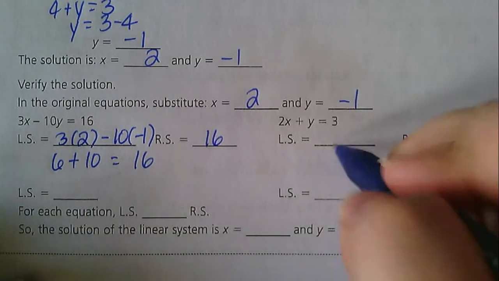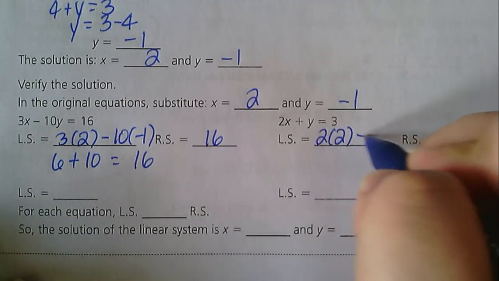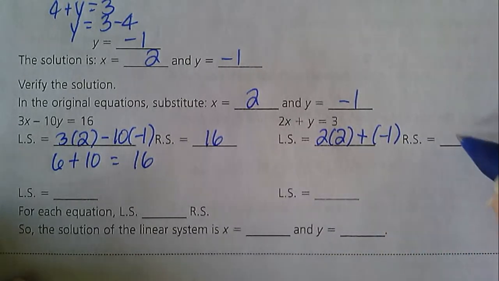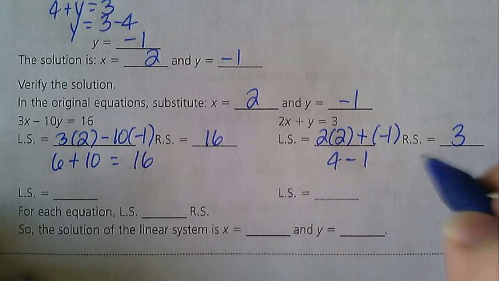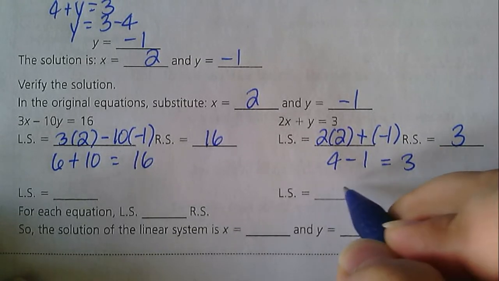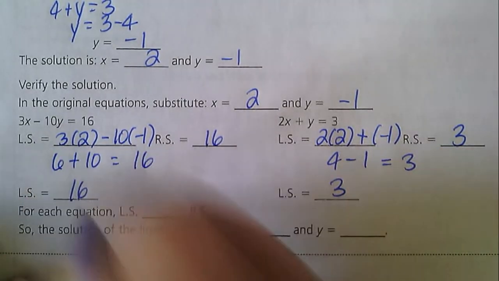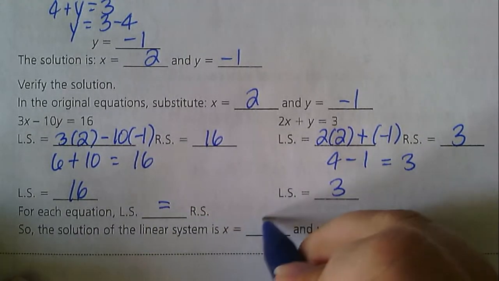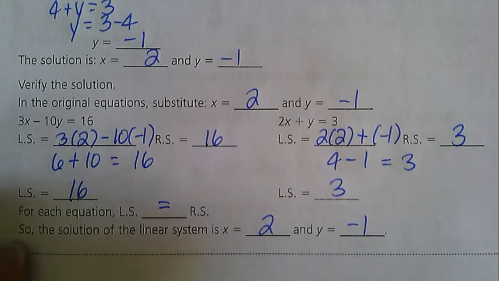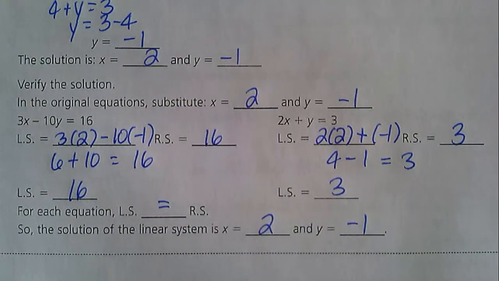And on the right side, I have 2 times 2 plus negative 1 should equal 3. 2 times 2 is 4. 4 minus 1 is equal to 3. Okay, so you'll notice that my left side and right side are equal. That means that these are, in fact, the numbers or the solution to my linear system.